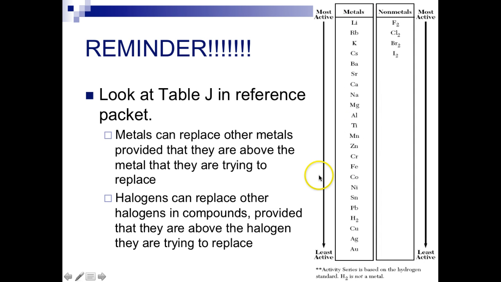So before we do these examples, you have to remember, you're going to have to look at Table J. Table J is the activity series, and that will tell you if these elements will switch places or not. So remember, if the metal is higher on the list, it will replace anything beneath it. Same thing with the halogens. If the nonmetal is higher on the list, it's more active and will replace anything beneath it. So as long as whatever's coming in to switch is higher up on the list, these reactions will happen.